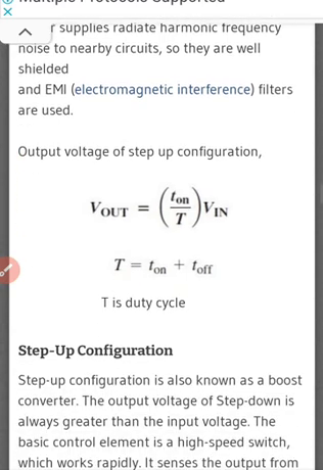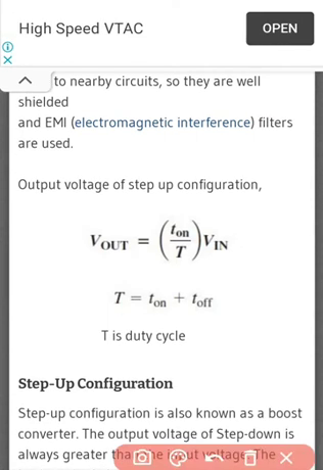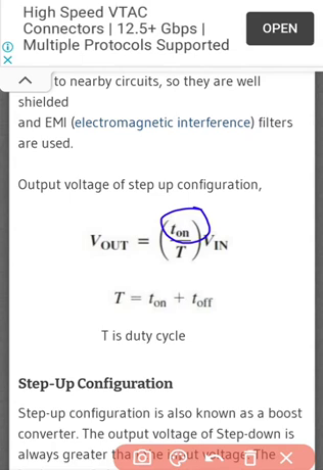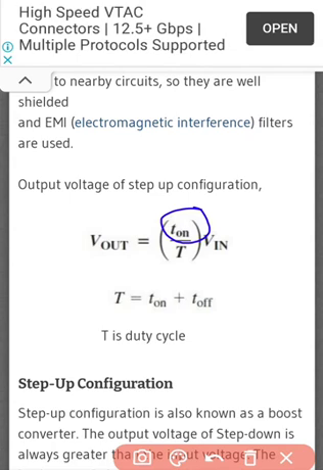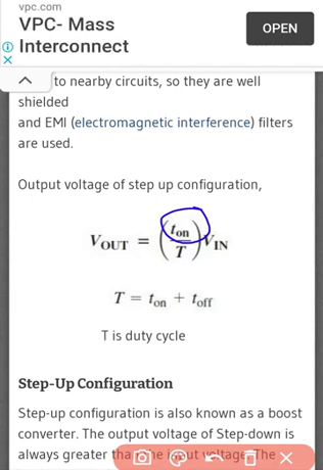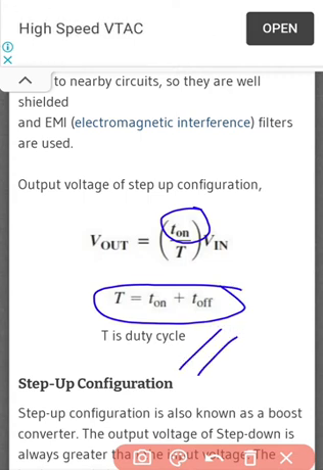Here, in the case of the step up configuration, as you can see, the output is equal to small t divided by capital T. Small t is the on time, the time required to receive the first input signal, T on, divided by the total time. Total time is T on plus T off, the time to perform a complete cycle, which you can call the duty cycle.